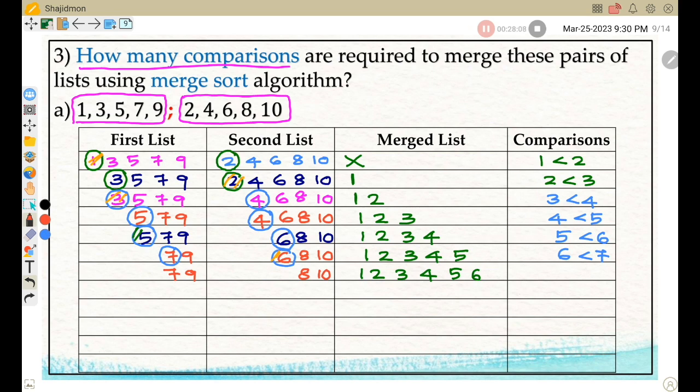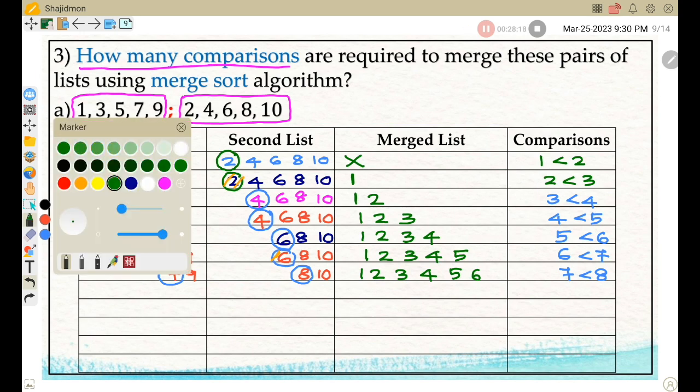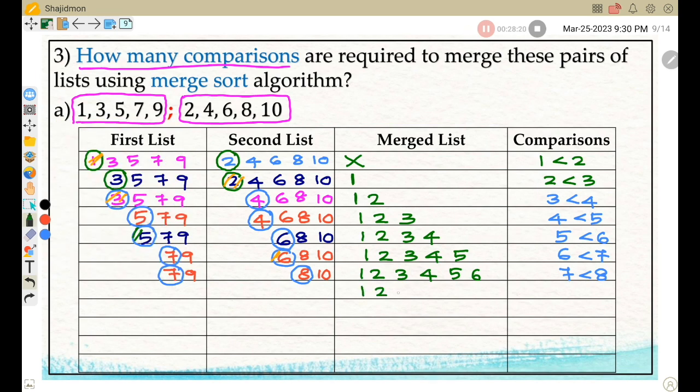So again start the comparison here. 7 and 8 here. So what is the comparison? 7 less than 8. Correct. So which number will come to the sorted list? 1, 2, 3, 4, 5 and 6, 7. Correct. 7 will come to the list newly. So what are the balance numbers we can write? Here 9 will come and here the numbers 8 and 10 will come.